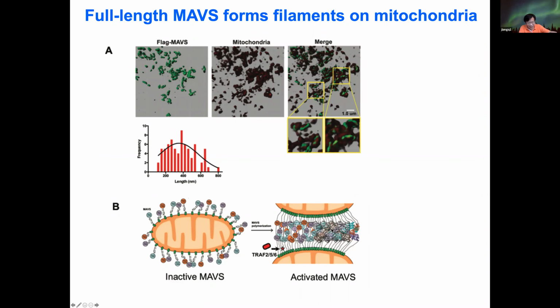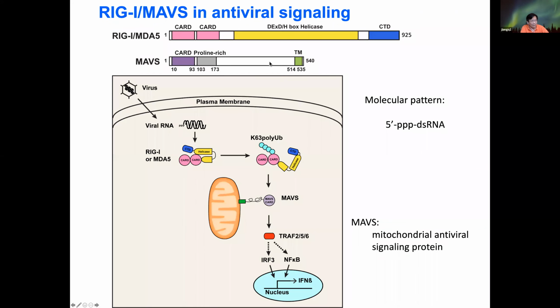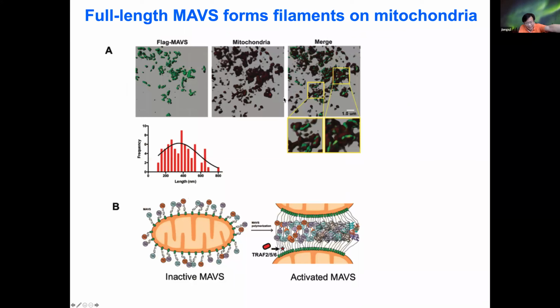And this is the idea. The idea is that the released CARD domain can mediate the filament formation and then can expose the coil domain in the middle of the molecule. This coil domain in the inactive state is not accessible, but in the activated state, in these filaments, they are accessible such that it will activate downstream signaling molecules.